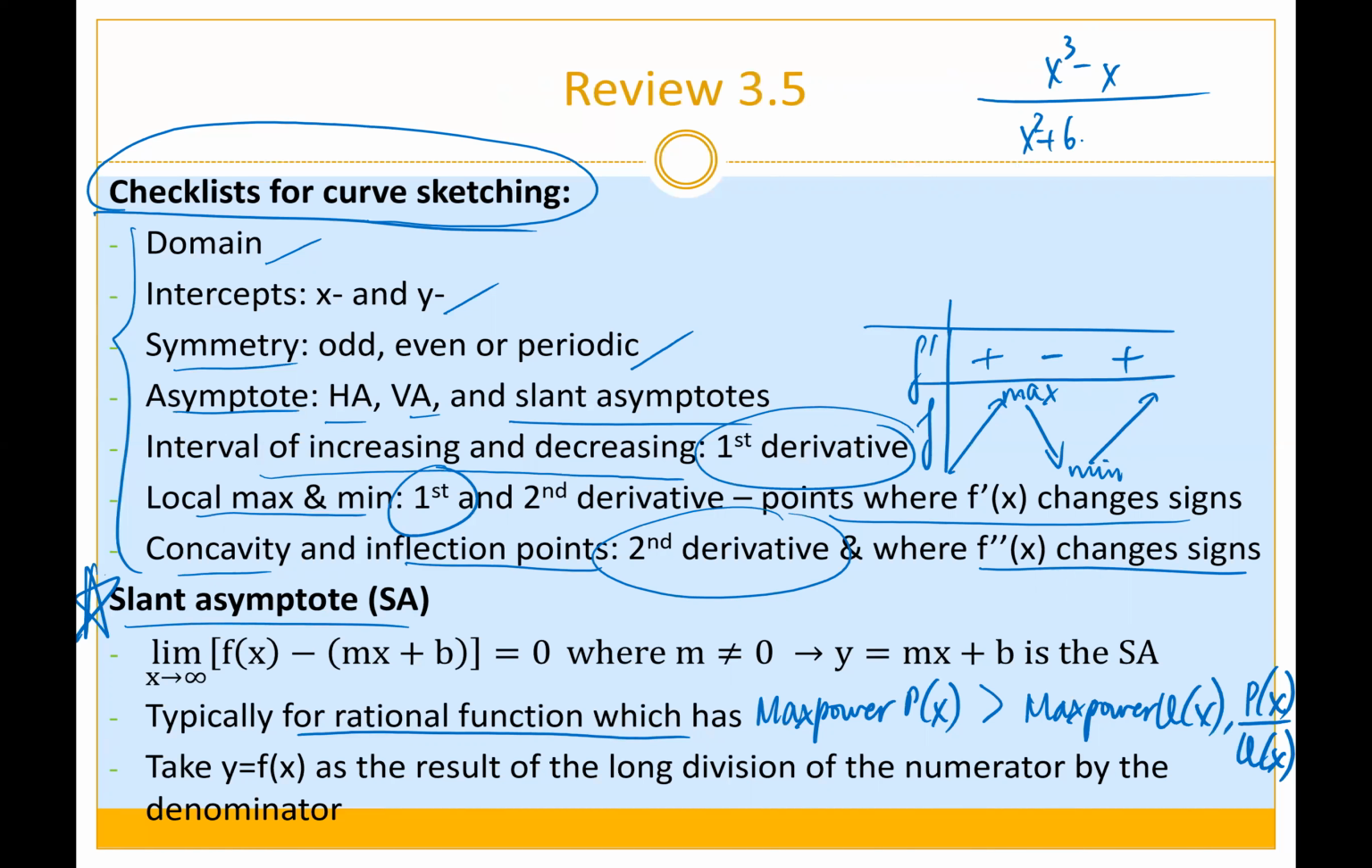You have x squared, I think it's minus x cubed minus x over x squared minus 6x plus 5. Here the highest power in the numerator is 3 and in the denominator is 2. So that's how you can identify it if you're given a rational function. There are some more complicated cases, but I haven't been exposed to that much. I don't think your exam is going to be that difficult, because I haven't really seen any other forms of slant asymptote that is not a rational function.